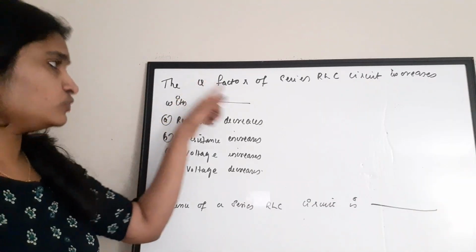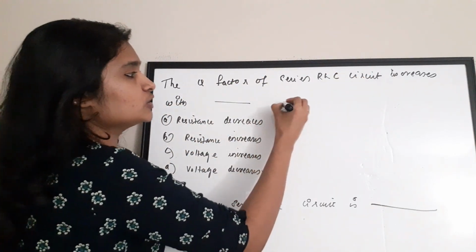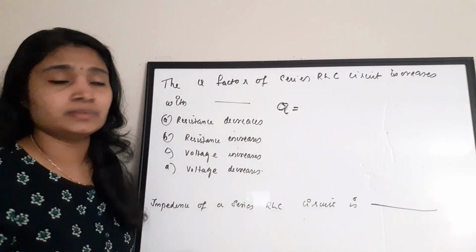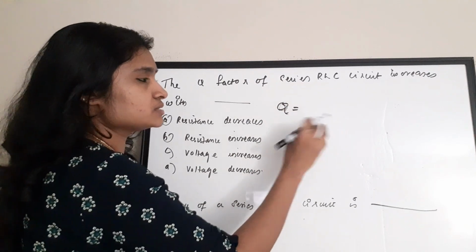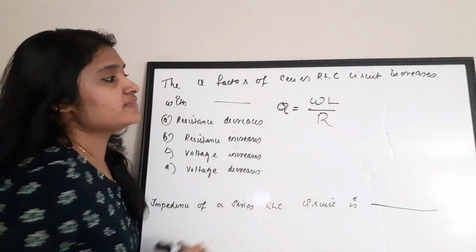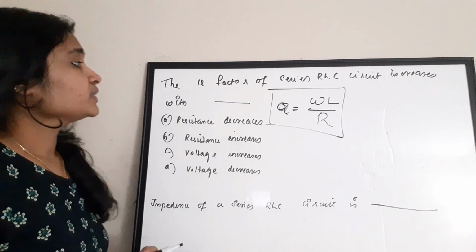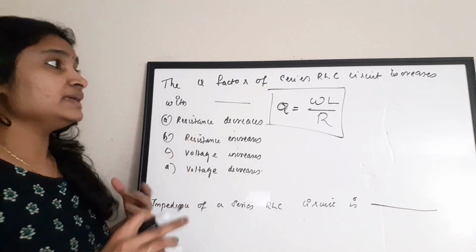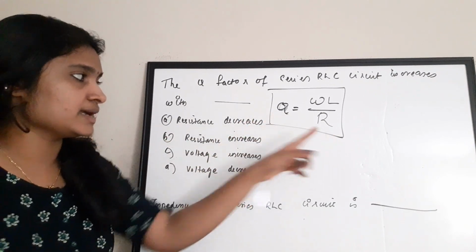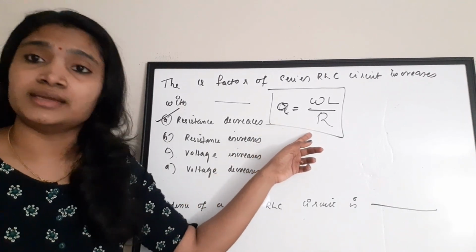The quality factor, the Q factor of a series RLC circuit increases with dash. The quality factor equation Q is equal to, we have already seen the equation in terms of the resonant frequency and bandwidth. In terms of the components of a series RLC circuit, you can write it as omega L by R, which is the equation for the quality factor of a series RLC circuit. So the quality factor increases with dash. A, resistance decreases. Yes, the correct answer is as the resistance decreases, quality factor increases.